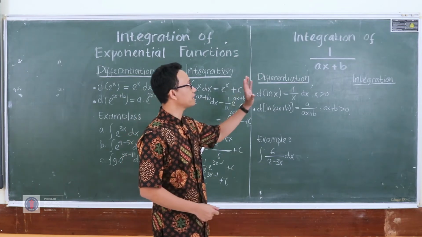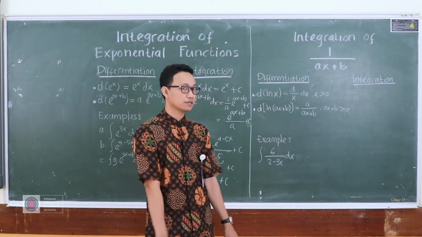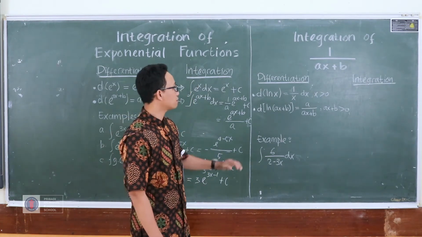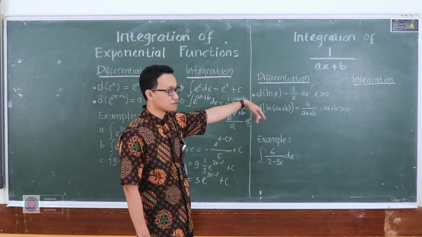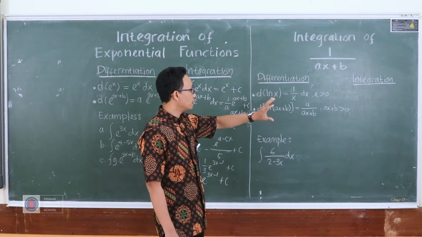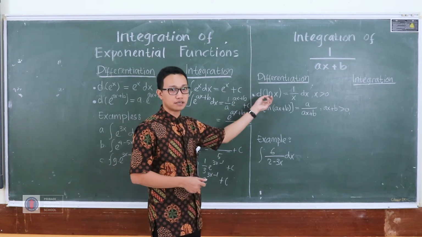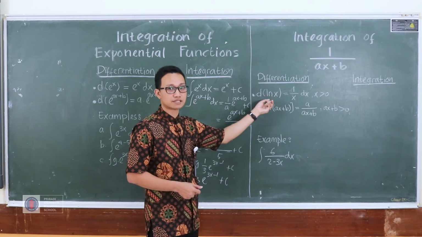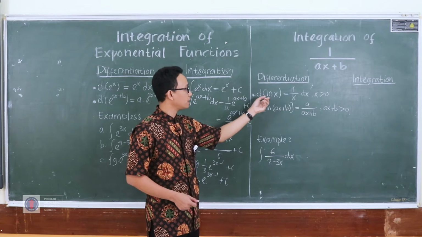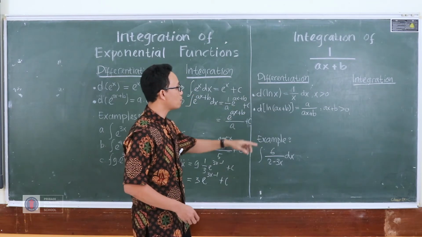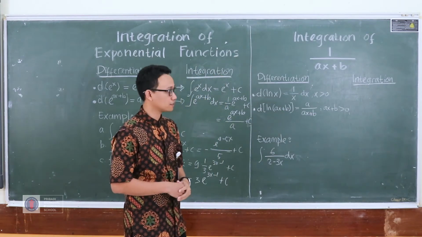Alright, we have the integration of 1 over ax plus b, the reciprocal function. So, how to find it? Firstly, we need to take a look at differentiation first, right? Here we have the derivative of ln x. What is ln x here? It's the natural logarithm, right? You know that the derivative of ln x is 1 over x dx, of course with x positive.